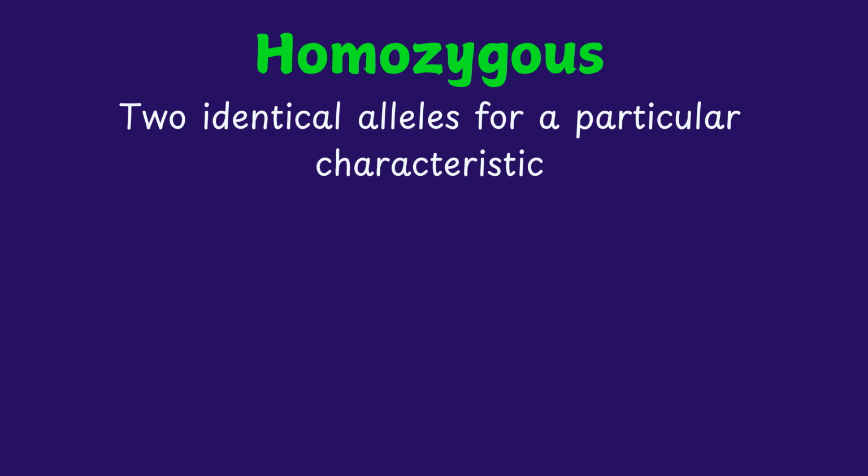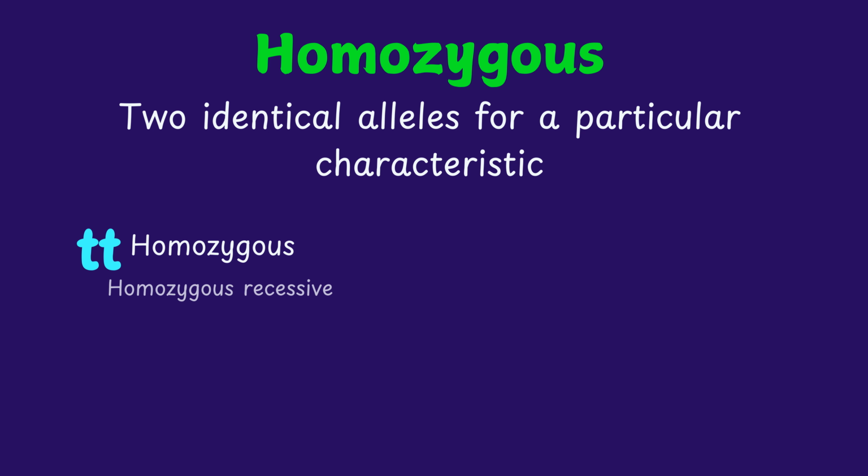The next word is homozygous, and this is when two identical alleles are present for a particular characteristic. For example, small t, small t, and this is homozygous. Why? Because there are two identical alleles. This is also homozygous recessive. Remember, homozygous is when there are two identical alleles, but recessive is represented using lowercase letters. So in this case, this person would be short.